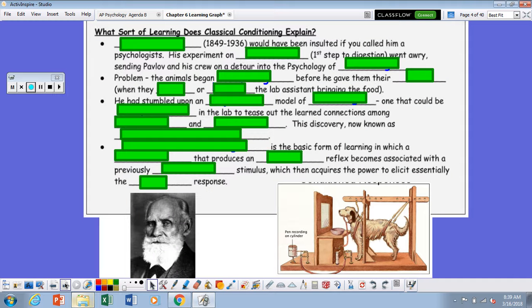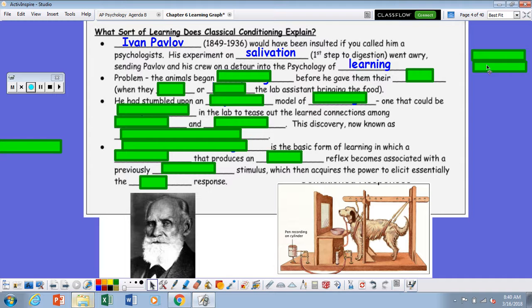So, we're going to get into talking about classical conditioning. And I'll have to say, the man that we're going to talk about here in just a moment is not necessarily considered to be a psychologist. In some cases, he's not even the man who coined classical conditioning, but he's the guy who kind of stumbled upon it by accident. And so we're going to talk about Ivan Pavlov. He was a Russian. He actually was a physiologist, and he was doing research for the most part on the salivation and digestive processes of dogs. Since salivation is the first step to digestion, this whole project went awry, sending Pavlov and his crew into a detour of the psychology of learning.